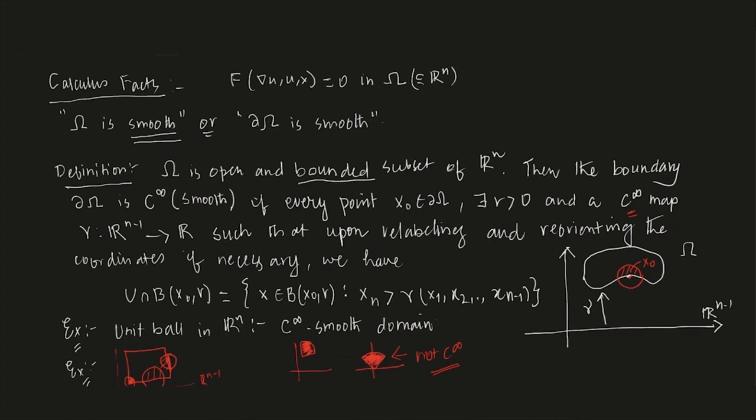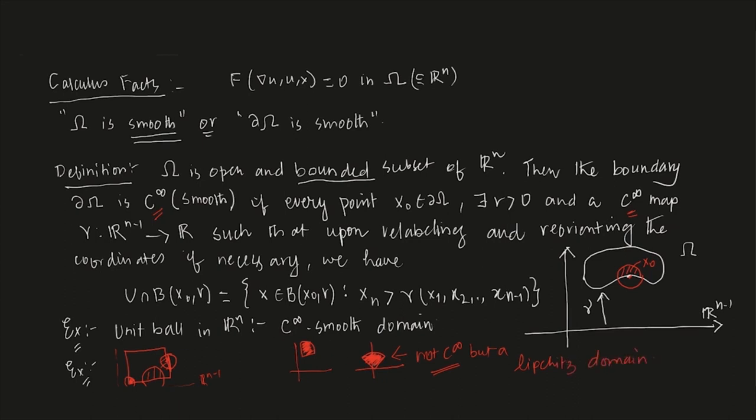So this is a Lipschitz continuous function, and we say this kind of domain, the rectangular domain, is a Lipschitz domain as per this definition. You just have to replace C infinity with Lipschitz. So the boundary is Lipschitz if for every point x naught there exists R such that there exists a Lipschitz map in this case. So if you just replace this definition with a Lipschitz definition, then this particular domain is a Lipschitz domain. Is this clear?